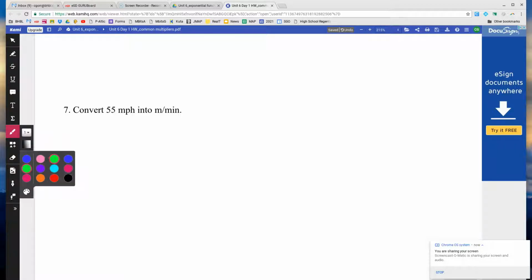Okay, I'm going to skip down, and I want to talk about question 7. In question 7, we are trying to convert from 55 miles per hour into meters per minute. So I'm going to start this by writing out 55 miles over 1 hour. And my goal then is to get my miles to turn into meters and my hours to turn into minutes.